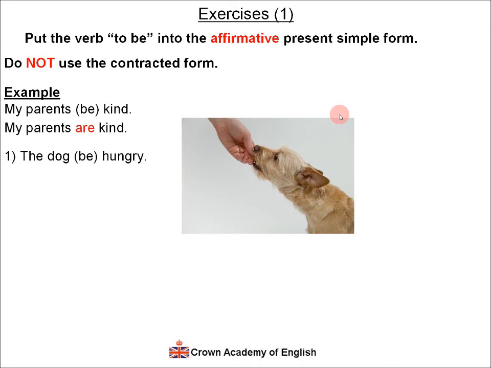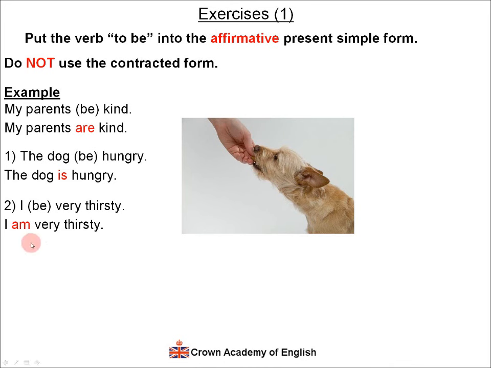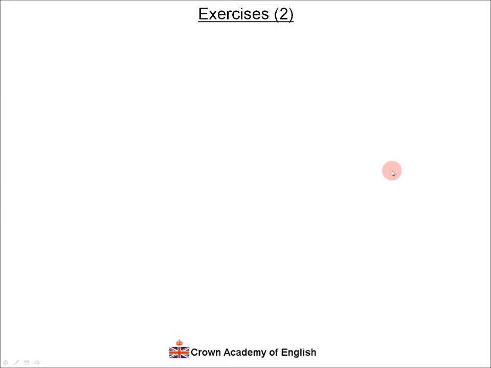Question one, and I'll give you 3 seconds. The answer is, the dog is hungry. Question two. And the answer is, I am very thirsty. I am very thirsty. This is the first person singular. And this was the third person singular. Okay? Exercise two.